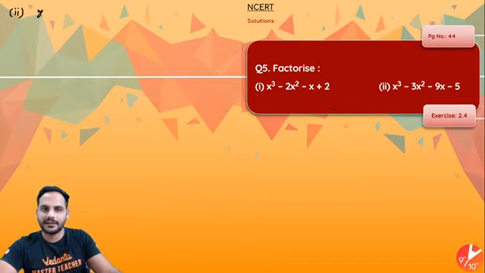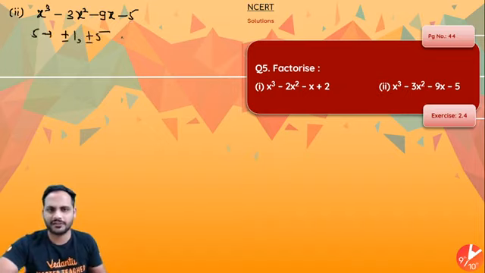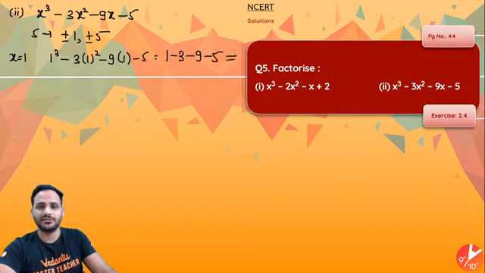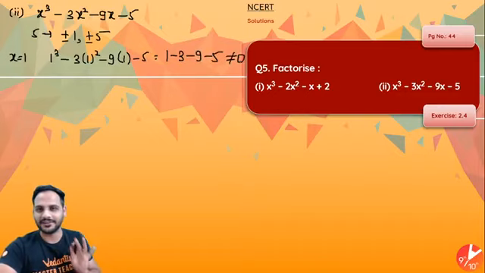Second question is x cube minus 3x square minus 9x minus 5. Correct? So 5's factorization I want. So it is either plus minus 1 or plus minus 5 because it is a prime number, right? So these are the four factors. Let us try it for x is equal to 1. So if I put x is equal to 1, it is 1 cube minus 3 into 1 square minus 9 into 1 minus 5. So you are getting 1 minus 3 into 1 is minus 3 minus 9 minus 5. So it is not equal to 0, I can say for sure. Not equal to 0. Let's try x equal to minus 1.